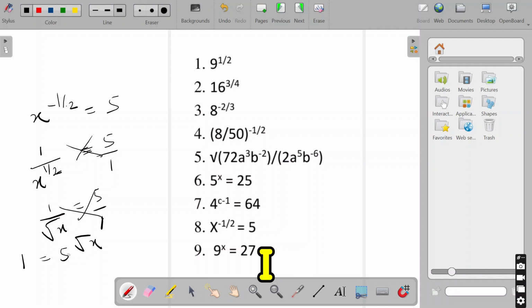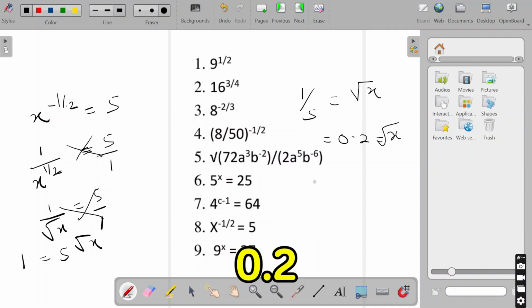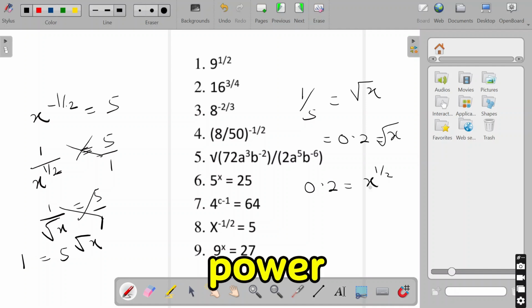So if I divide both sides by 5, I don't have much space to work, sorry. I will have 1 divided by 5 equals square root of x, and 1 divided by 5 is 0.2, equals square root of x. Now 0.2 is equal to x raised to power half.